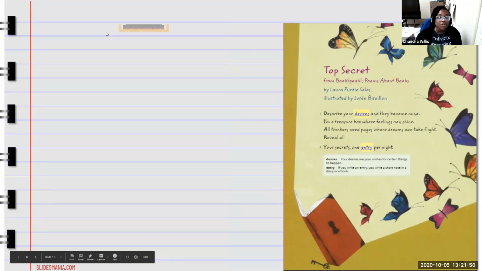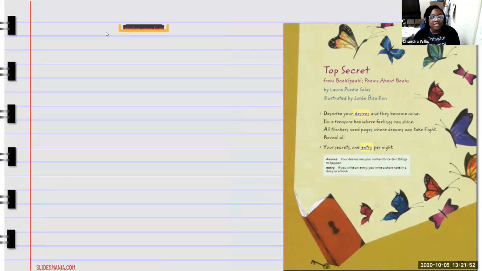This poem is called an acrostic poem. It's called Top Secret. Describe your dreams and they become mine. I'm a treasure box where feelings can shine. All thinkers need pages where dreams can take flight. Reveal all your secrets, one entry per night. Desires. Your desires are your wishes for certain things to happen. An entry, if you write an entry, you write a short note in a diary or a book.